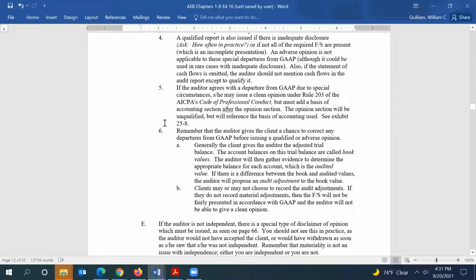Well, then number 5. If the auditor agrees with the departure from GAAP due to special circumstances, he or she may issue a clean opinion under Rule 203 of the AICPA's Code of Professional Conduct, but must add a basis of accounting section after the opinion section. So make sure you do it after.